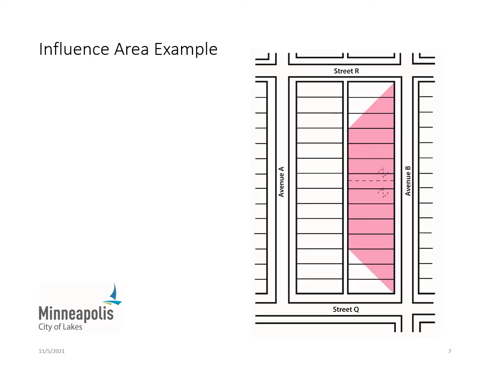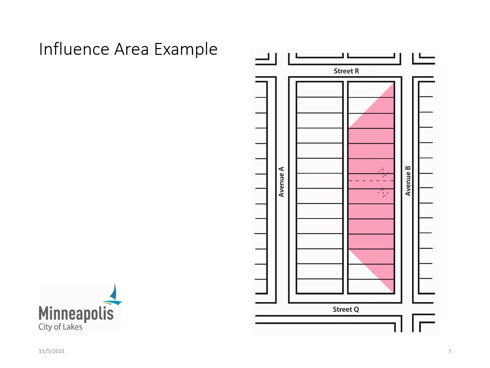This slide illustrates what an influence area might look like for a typical residential street. If you look at the typical residential block example, if Avenue B was being reconstructed, the property area within the pink trapezoid would be within the influence area of the project and subject to assessment.